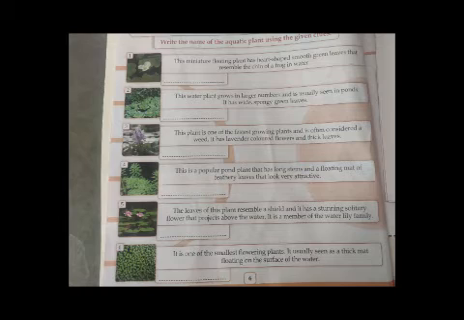Third one, see the third picture. This plant is one of the fastest growing plants and is often considered a weed. It has lavender colored flowers and thick leaves, so it is called water hyacinth. It is lavender in color and very attractive. So the third answer is water hyacinth.